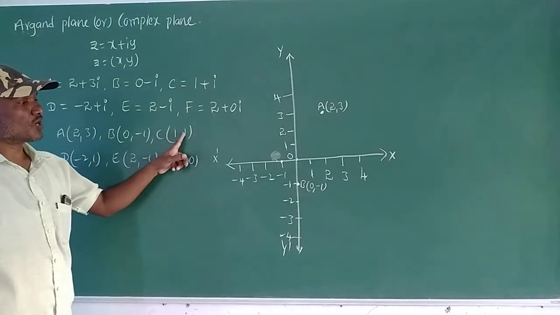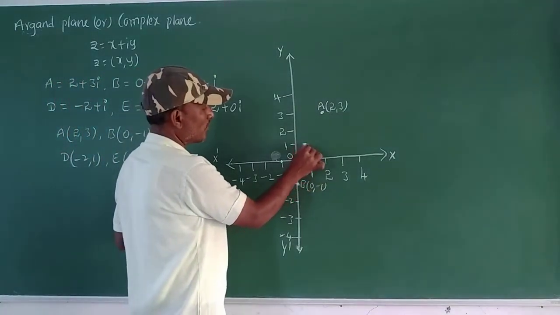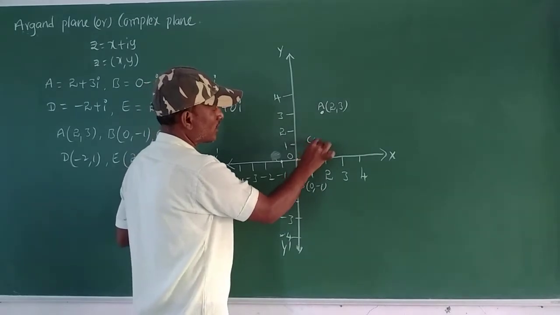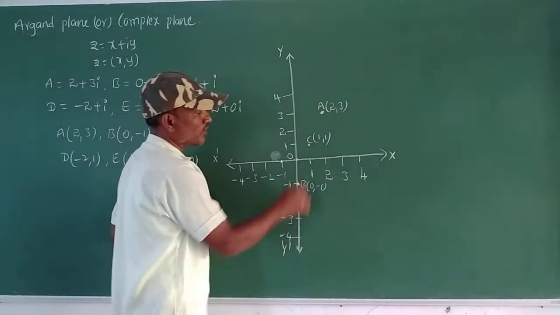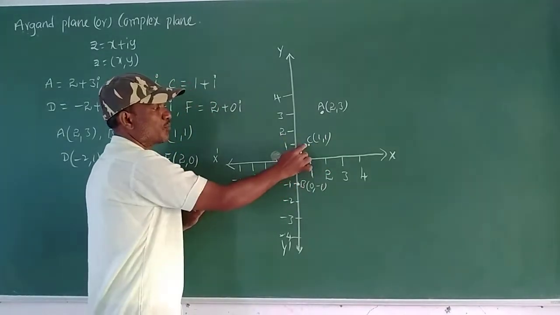Next, C, (1, 1): positive, x value 1, y value 1. This is the C point.